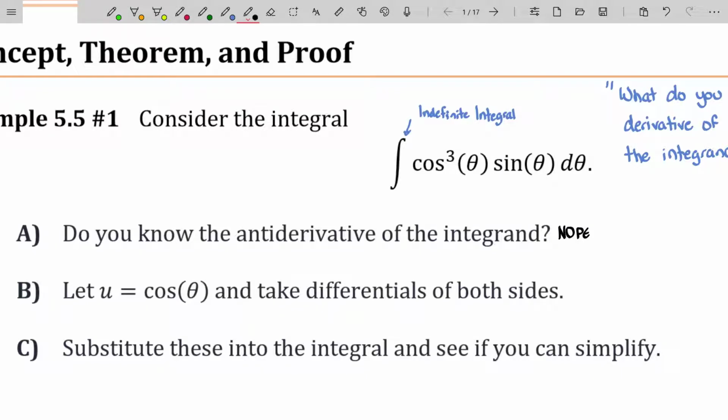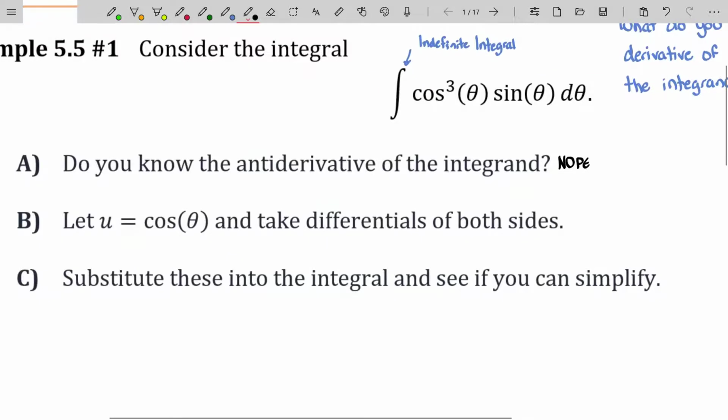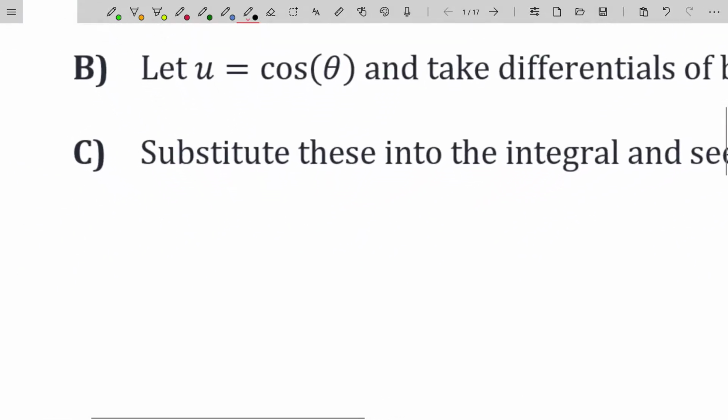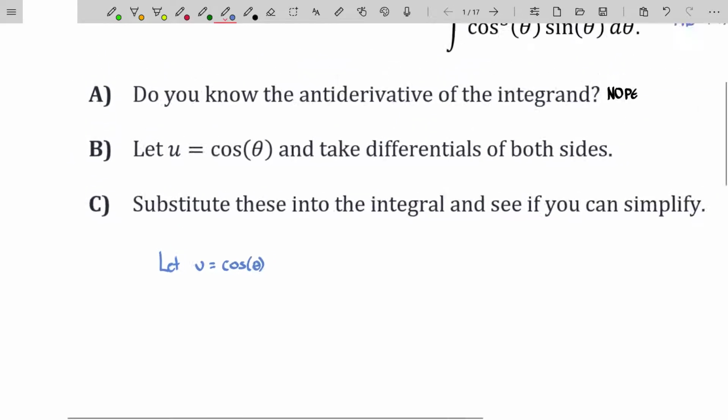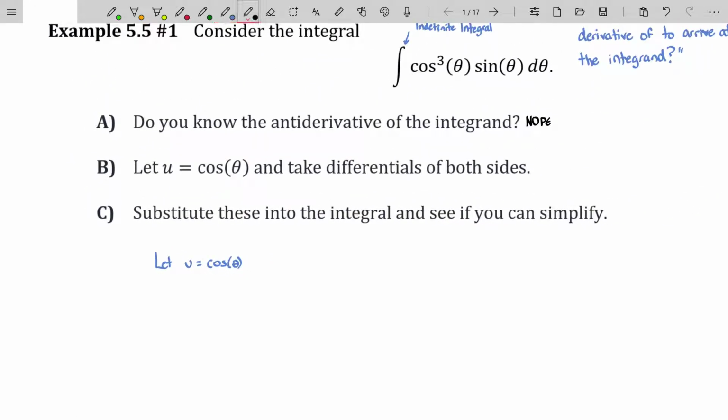So if we let u equal the cosine of theta, let's go ahead and write this down below. I'm going to even write the word let. So let u equal the cosine of theta. Well, if you only do that, your integral would be broken. Because if you do that, the integral of cosine cubed of theta times the sine of theta, d theta, would be the integral of u cubed sine of theta d theta.